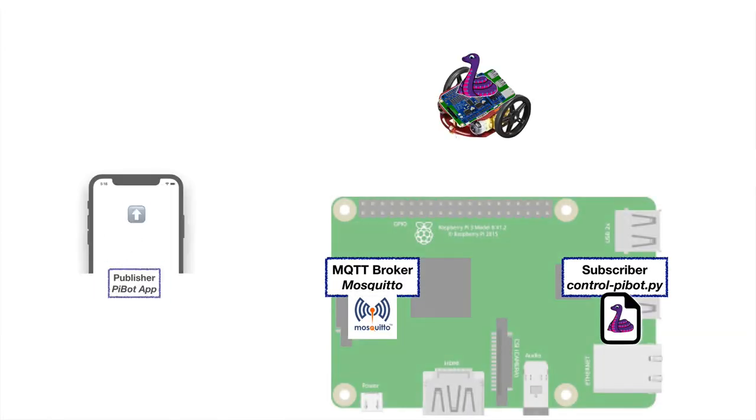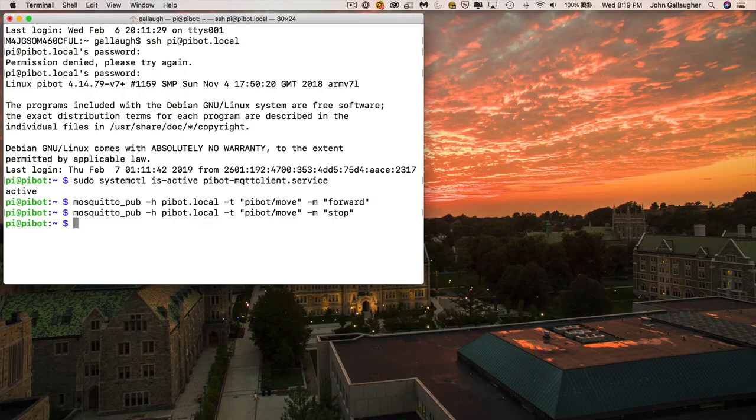We've got a broker running, we've got a subscriber running. Up next, let's write that app which is going to act as the publisher and control our bot. Keep at it.